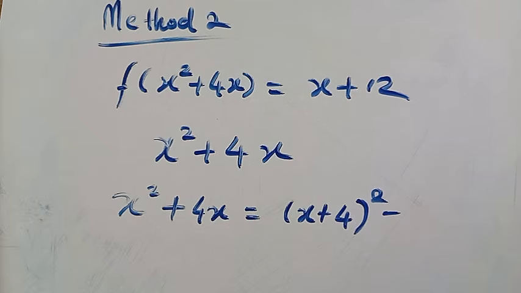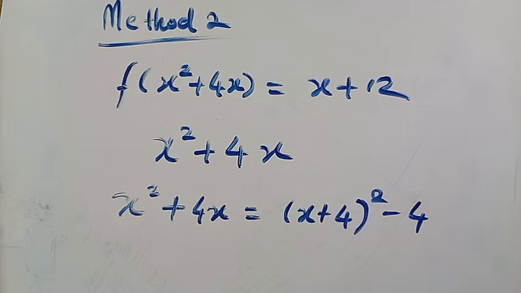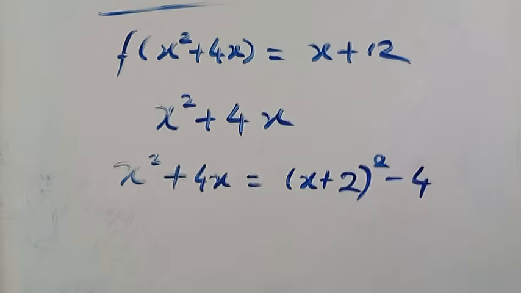Then we have, let's say, minus 4, for instance. Yeah, so this is what we have. Sorry, we are dealing with 4 here, so this is going to be 2. And this is what we have.